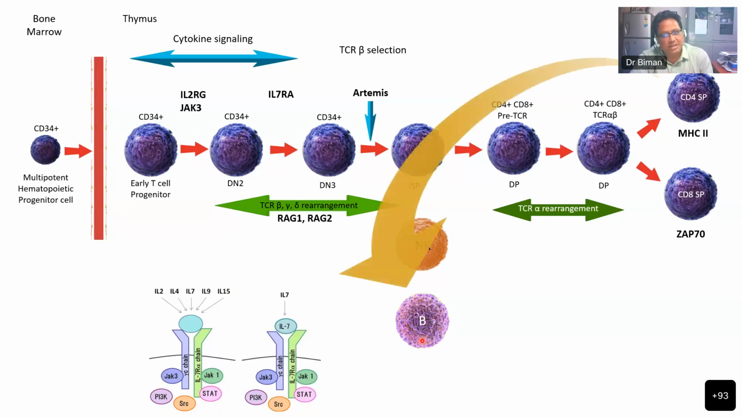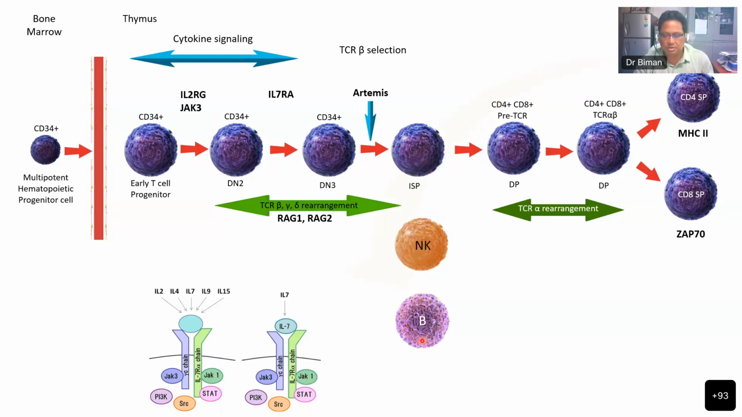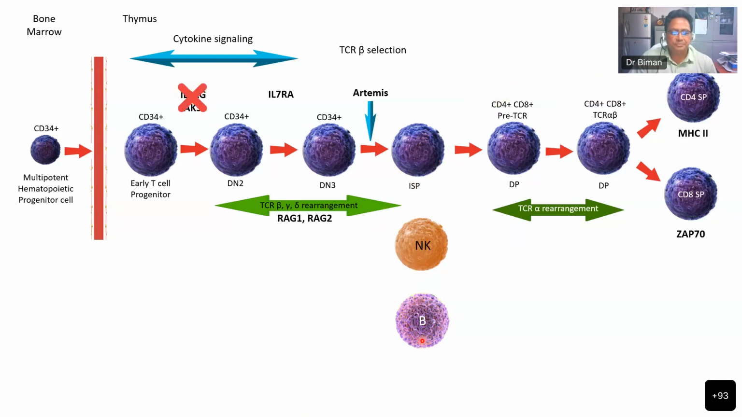So if the T cell help is not there, even the B cells cannot function. So, no B without T. Okay, so remember that. So there can be defects here in these.